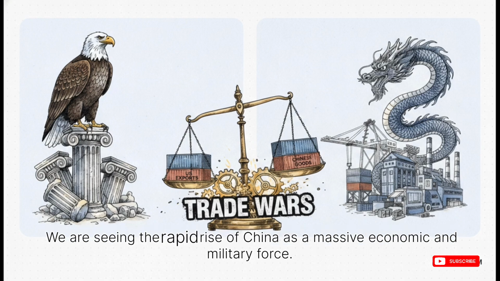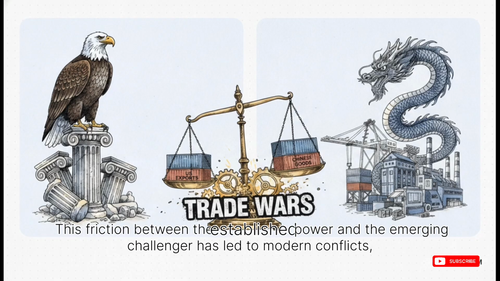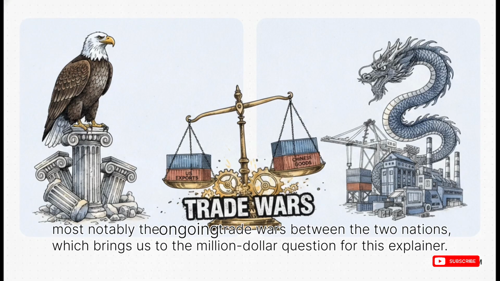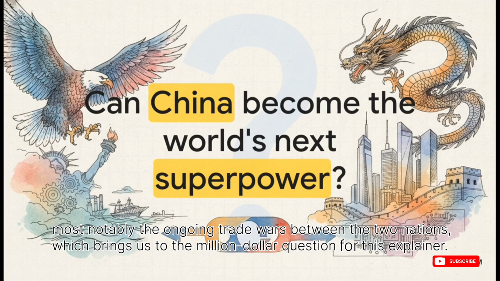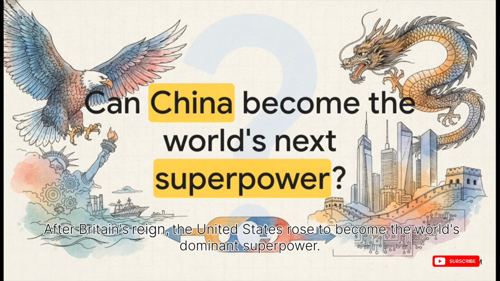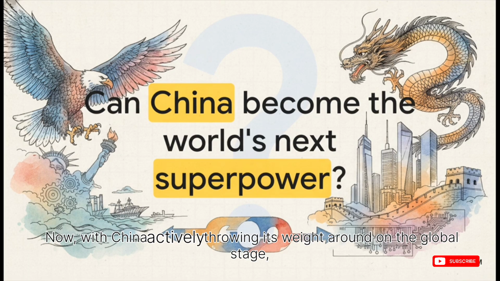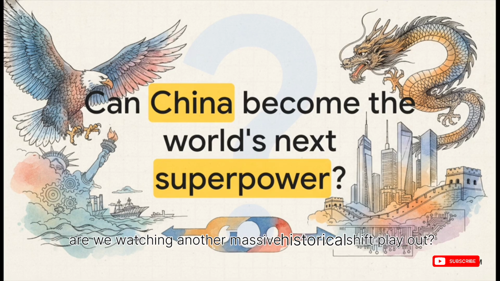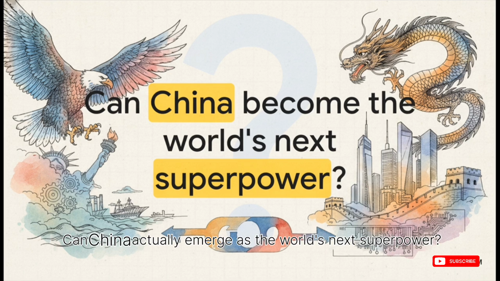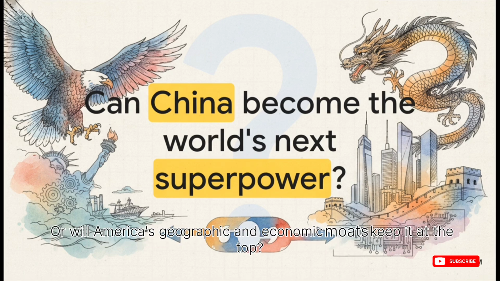We are seeing the rapid rise of China as a massive economic and military force. This friction between the established power and the emerging challenger has led to modern conflicts, most notably the ongoing trade wars between the 2 nations. Which brings us to the million-dollar question for this explainer. After Britain's reign, the United States rose to become the world's dominant superpower. Now, with China actively throwing its weight around on the global stage, are we watching another massive historical shift play out? Can China actually emerge as the world's next superpower, or will America's geographic and economic moats keep it at the top?